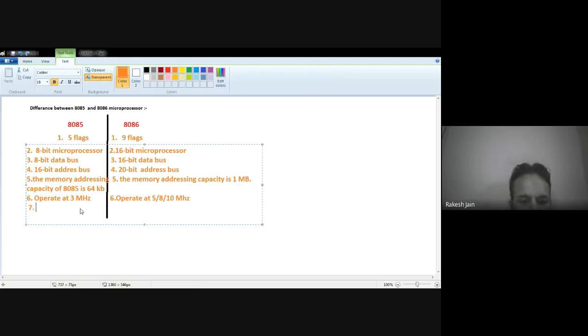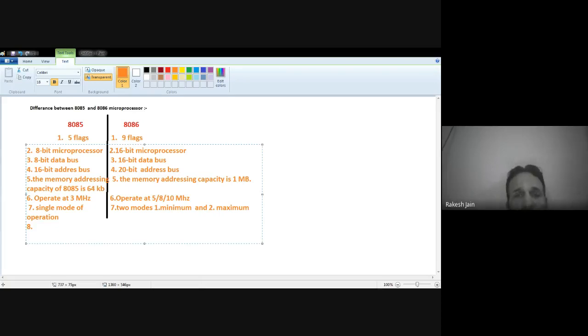Right. So there is a single mode of operation in case of 8085, but in case of 8086, there are two modes. One is minimum, and the second one is maximum. These two different kinds of modes of operation are present in case of 8086 microprocessor, but only a single mode of operation is present in case of 8085 microprocessor.